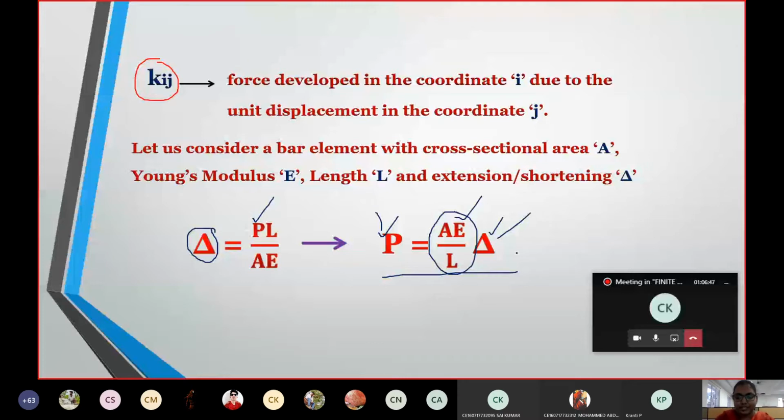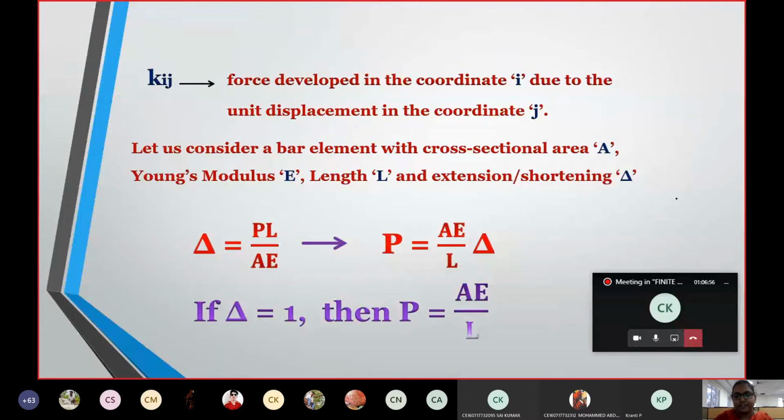If I give unit displacement, I am giving delta as 1. If delta is 1, what will the answer become? The force that we are trying to find is P is equal to AE by L. Are we clear? Yes, ma'am. Okay, we'll go ahead. Please note down that formula: P is equal to AE by L. P is the force here.